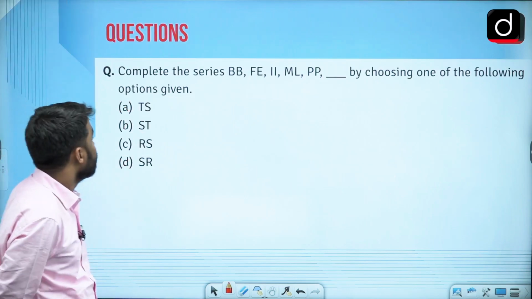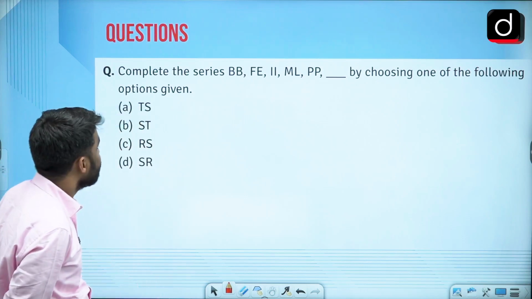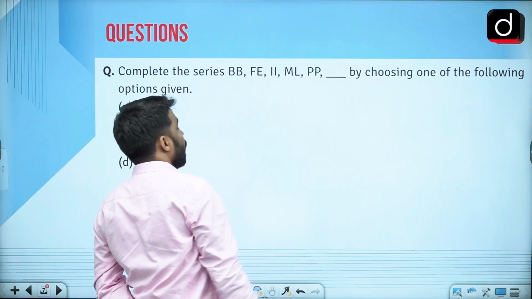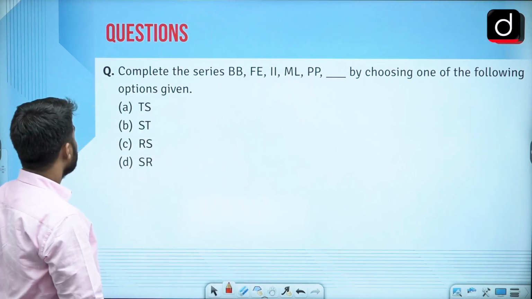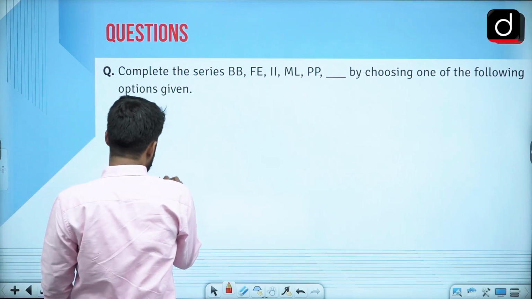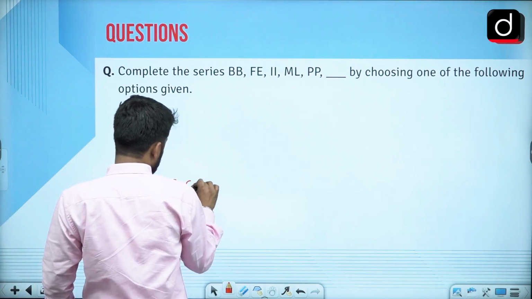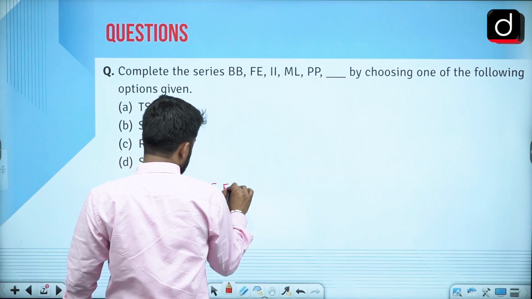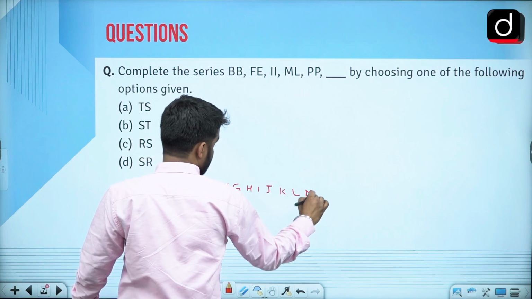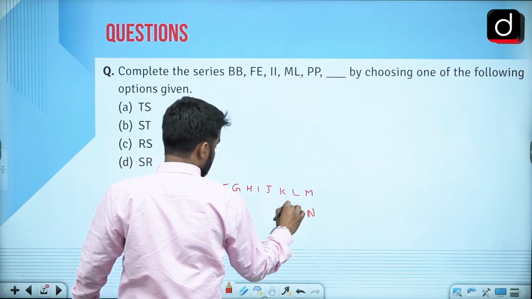Now let's move on to the next question. Complete the series BBFEII, IIMLPP by choosing one of the following options given. All right, we have to find the term. So we need our ABCD. And I told you that writing out the pattern for ABCD is fixed. You should write your ABCD in this pattern. Try and solve this. I'll wait for some time.